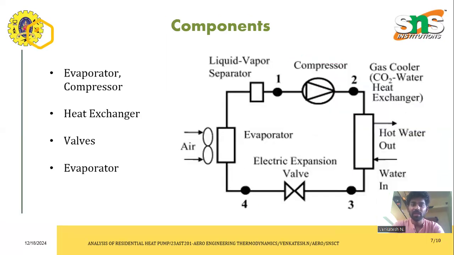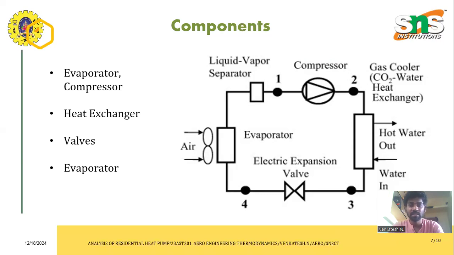The components of the heat pump are the evaporator, compressor, heat exchanger, and the valves. There is the evaporator, a liquid vapor separator, the compressor, a gas cooler, a hot water inlet and outlet section, the expansion valve, and the air inlet section. So this is the heat pump working section.